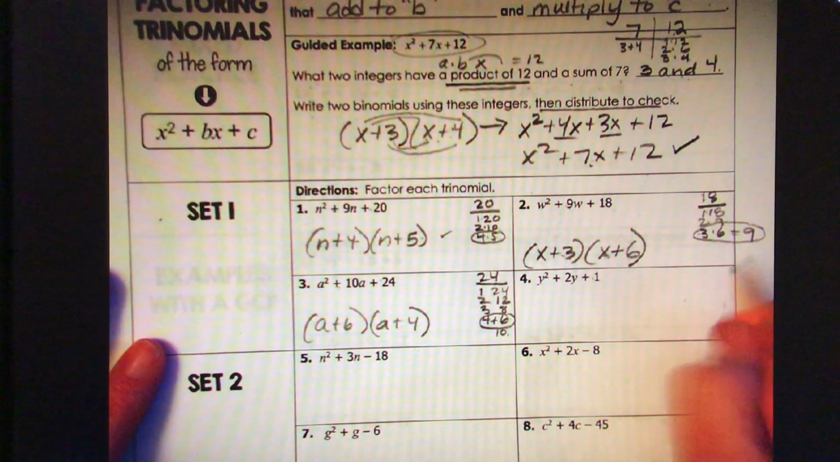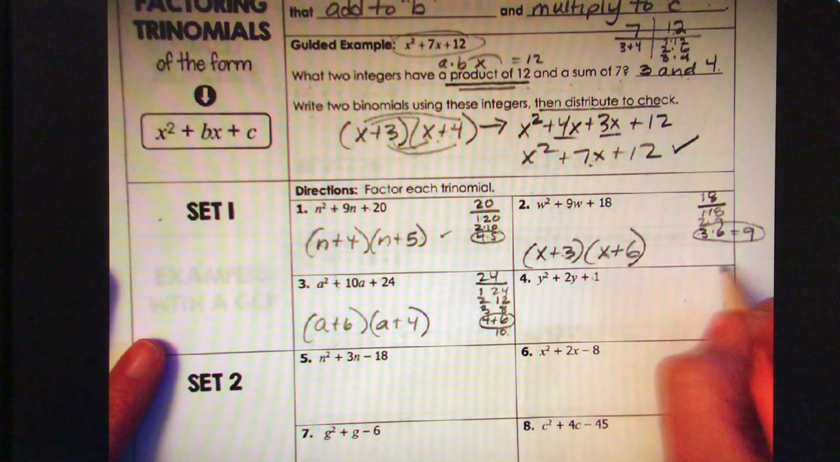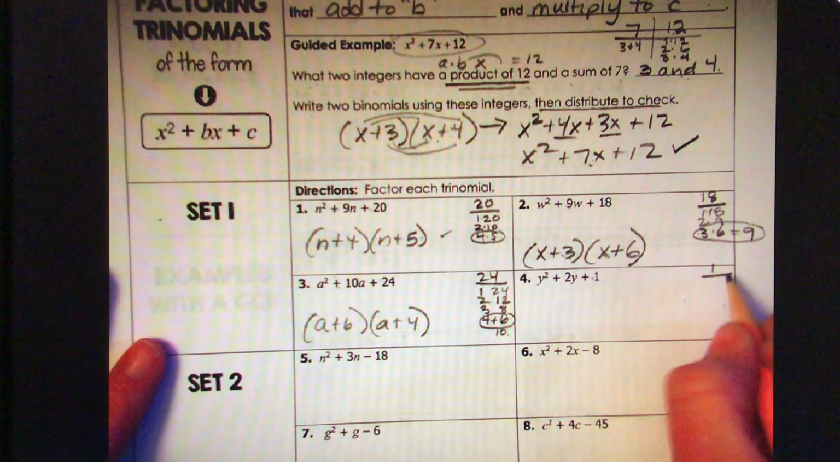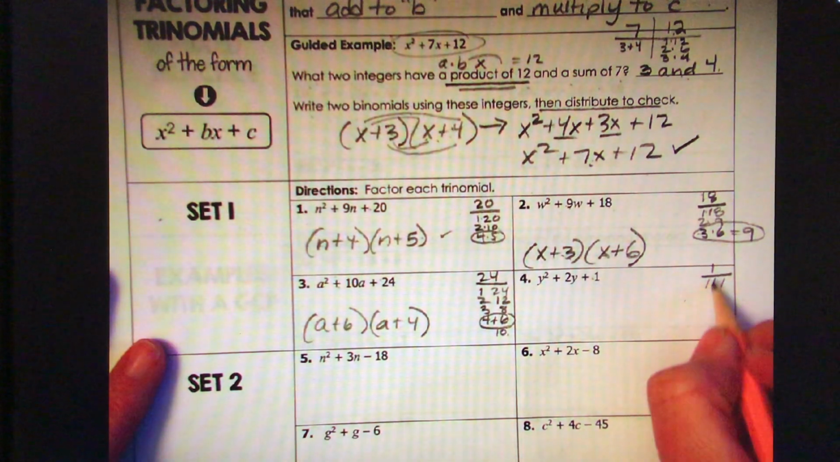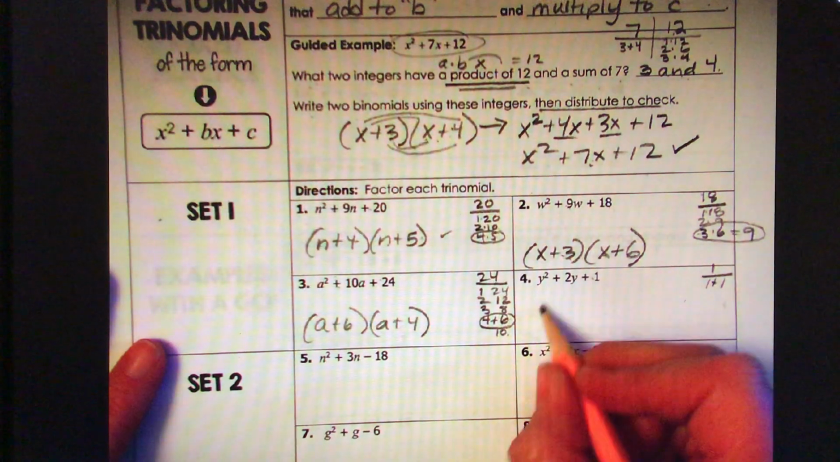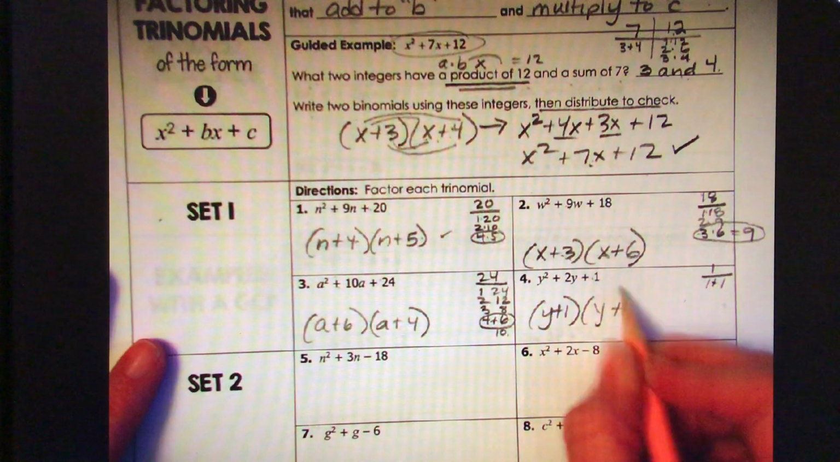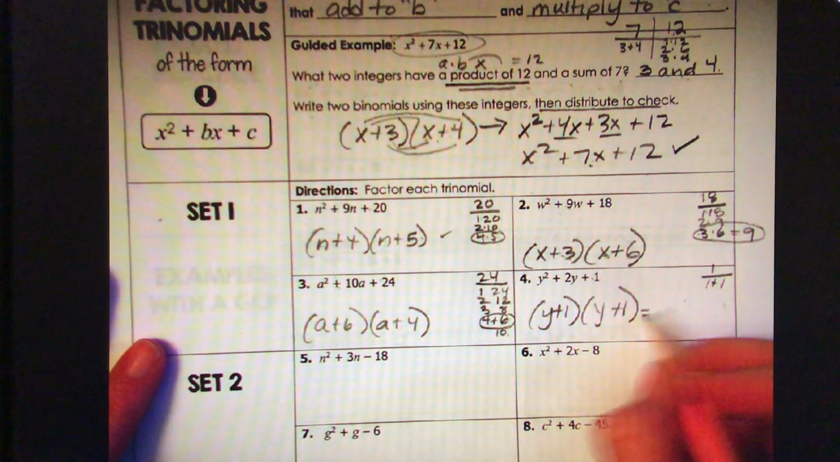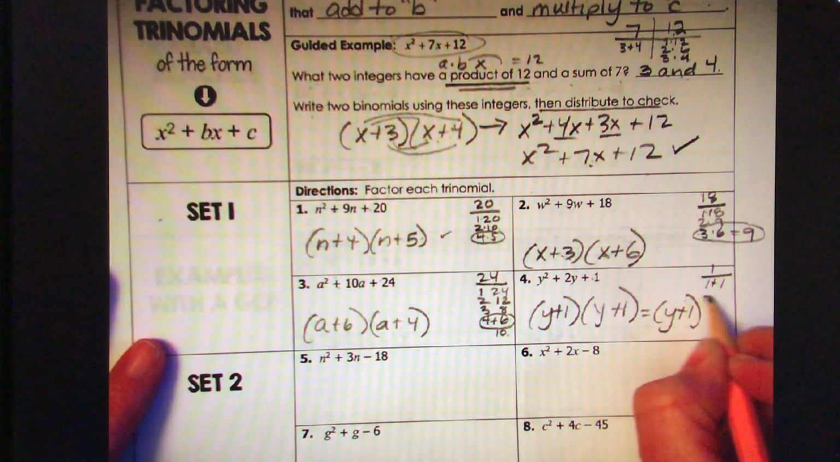Let's do it. This is kind of interesting because I have 1. Factors of 1. Well, I'm going to list all the factors. Those are the factors of 1. Is 1 plus 1 2? Yeah, it is. So, y plus 1, y plus 1. Okay. I could also rewrite that. Hopefully, you might even recognize that this is also the same thing as that.